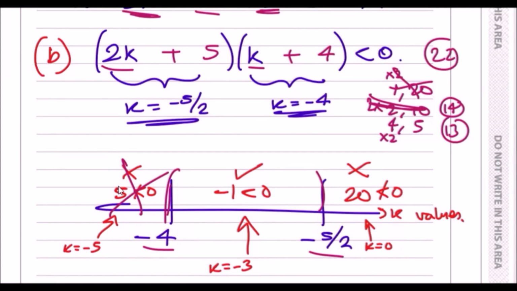And I did it for the right side. I put a value bigger than minus 5 over 2, so I chose 0. So plug in 0 into the equation, you get 0 plus 5 and 0 plus 4, which is 20. And that's obviously not less than 0, so that's also false. So this statement is wrong.